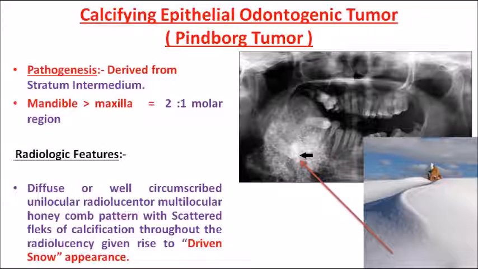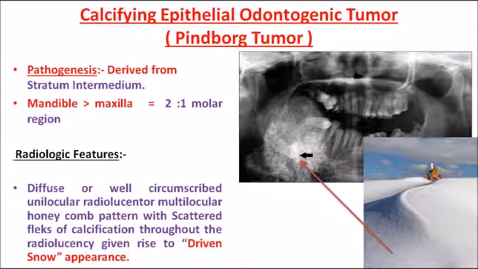Mainly it is derived from stratum intermedium, and the most common site is important. It is mostly seen in the mandible compared to maxilla, 2:1 times, most often in the molar region. In the radiograph it is very clear, and the radiographical pattern of CEOT is very commonly asked in MCQ. It is the driven snow appearance. So what is a driven snow appearance?